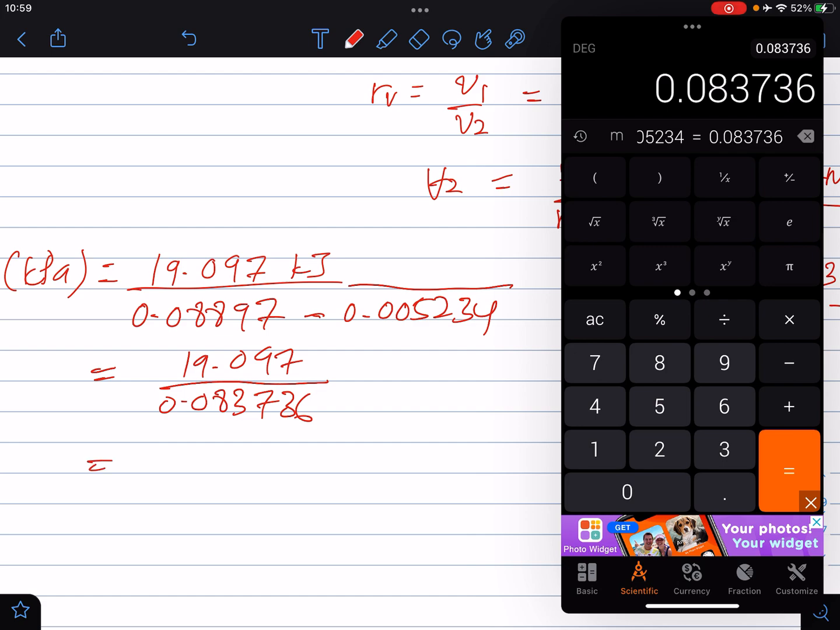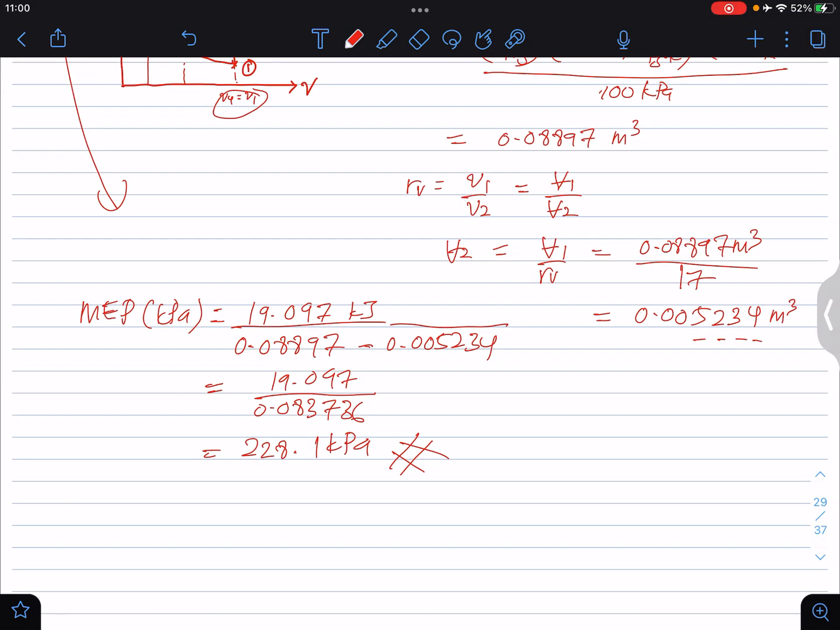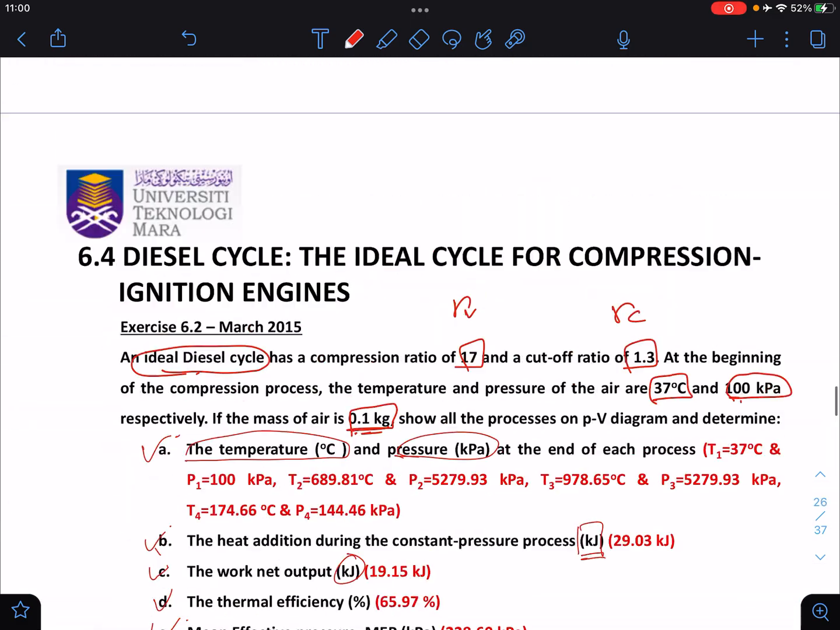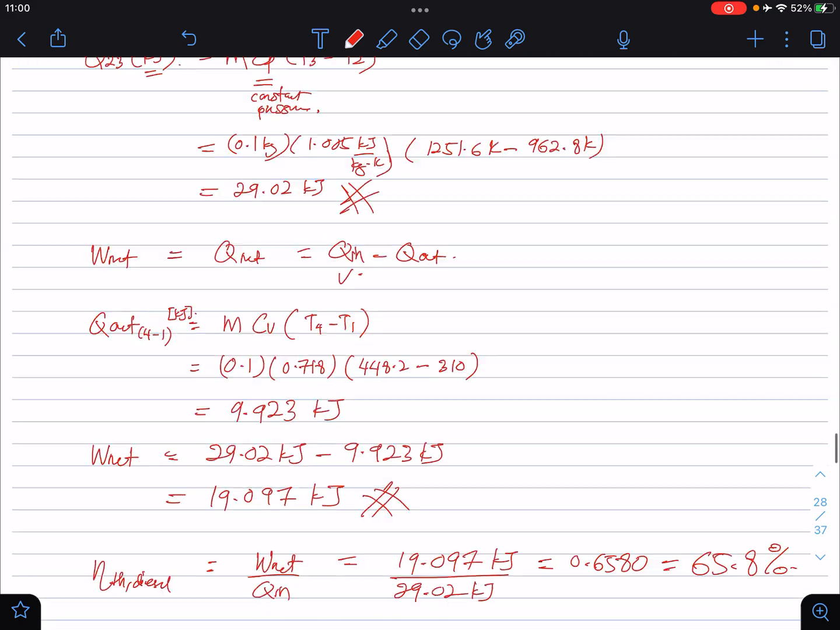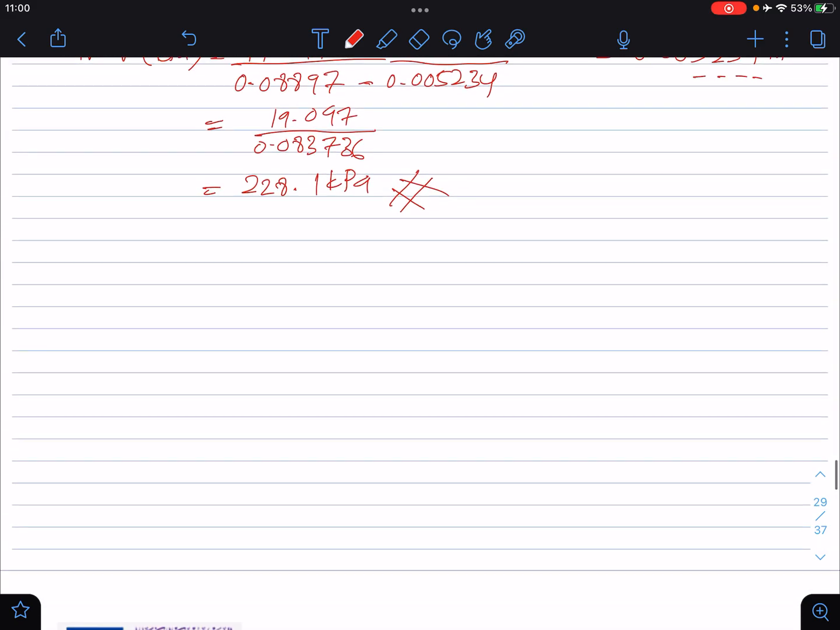19.097 again, 19.097 divided by 0.083736. So you get 228.1 kPa. Okay, so this is the mean effective pressure, or what we call the average operating pressure during this cycle.